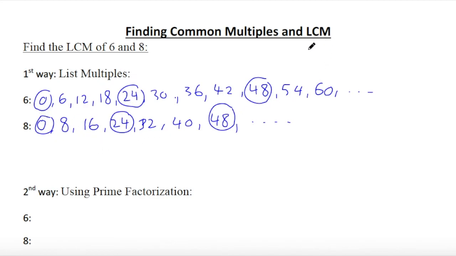I want the least common multiple, except 0, because 0 is a common multiple for all numbers, and it will be the least one for all numbers. So we will take 24 as LCM. LCM equals 24.